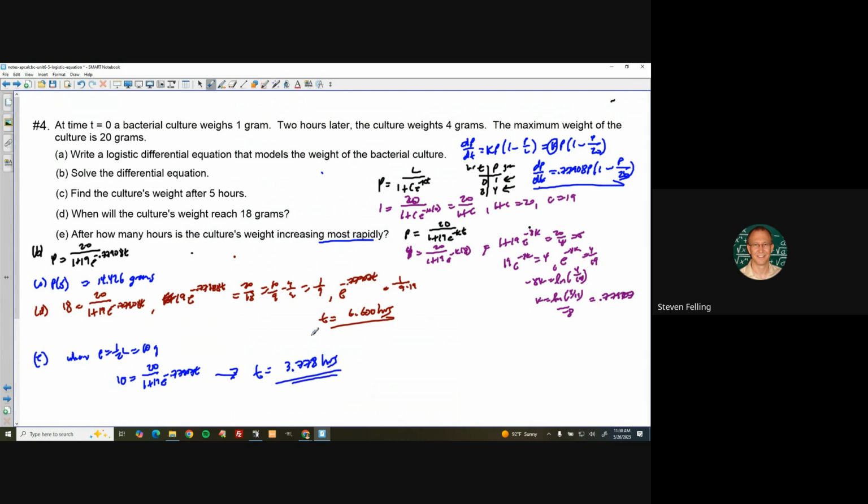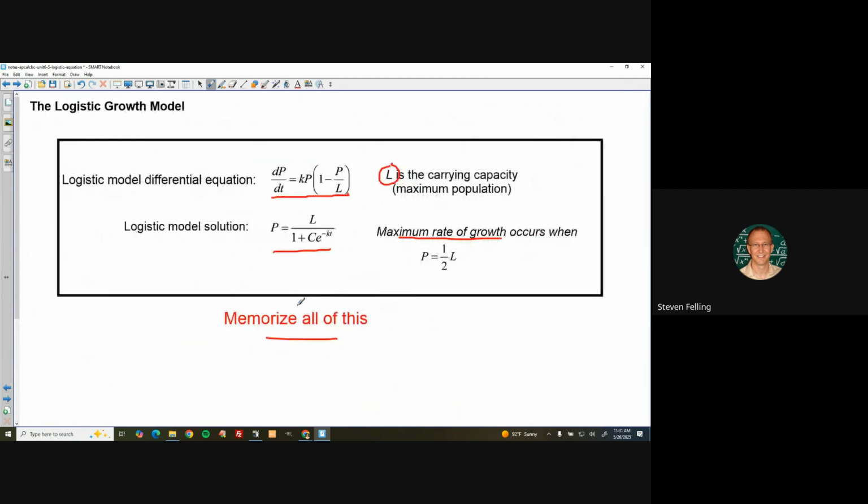Right. So that's the last example. There's a lot going on there. Just go back to what you need to memorize. In order to do these kinds of problems on our tests and the AP exam, you want to memorize all this. Memorize the form of the differential equation, the form of the logistic model, the fact that L is the maximum population, the carrying capacity, and that the max rate inflection point happens when the population is at half of that.